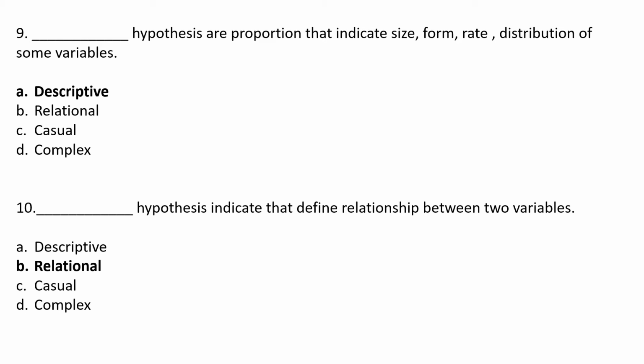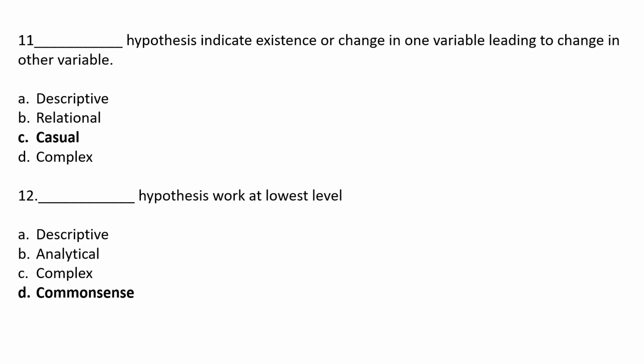Dash hypothesis indicate that defined relationship between two variables. Option A, descriptive. Option B, relational. Option C, casual. Option D, complex. The correct answer is option B, relational.